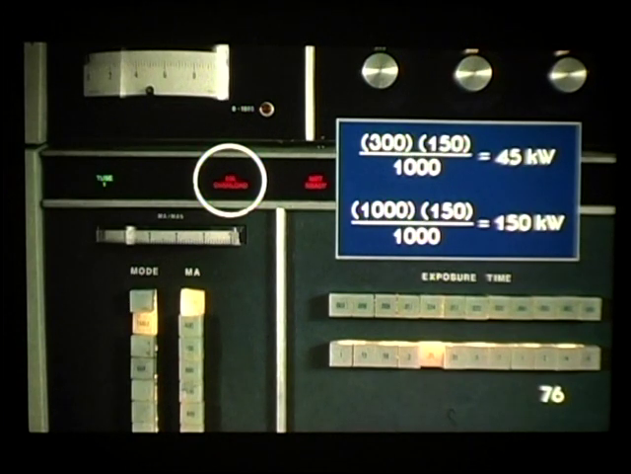Modern X-ray equipment manufacturers build protective circuitry into their X-ray generators. For example, if the generator is rated at 150 kV at 300 mA, then it is rated at 45 kilowatts. However, if the technologist selects 150 kV and 1000 mA as technique factors, the exposure would call for 150 kilowatts. If the generator is equipped with protective circuitry, a warning light will flash, and the X-ray generator will not operate. In this way, the generator and the X-ray tube are protected from overload.